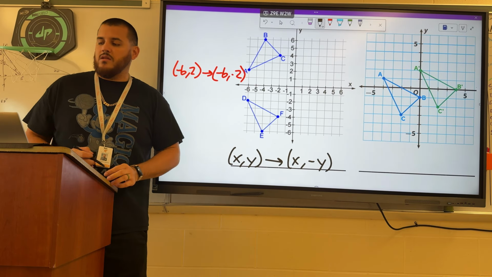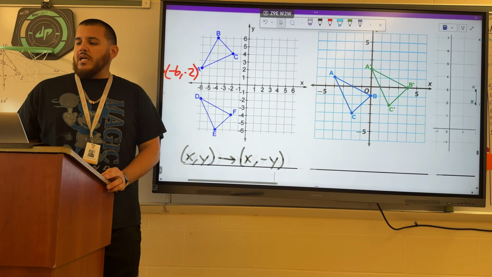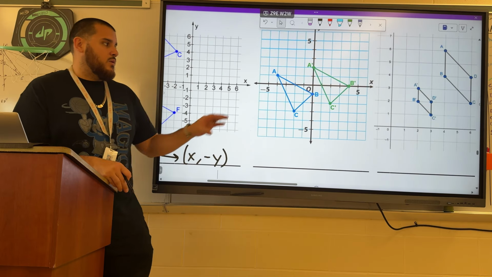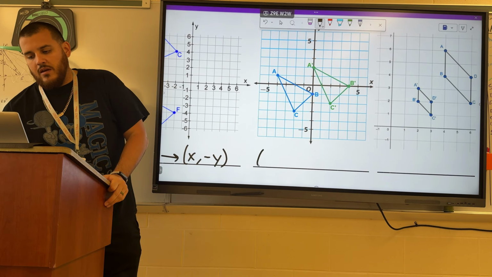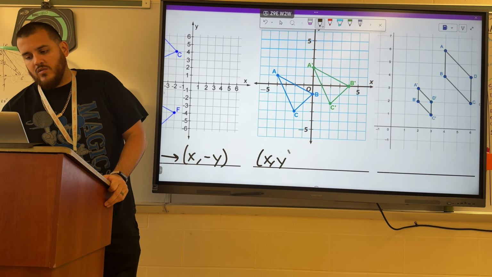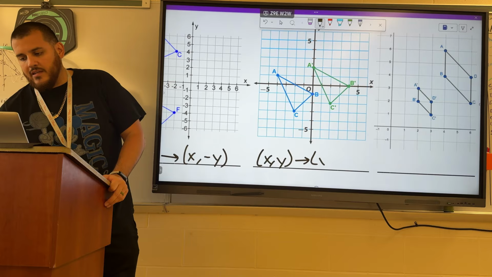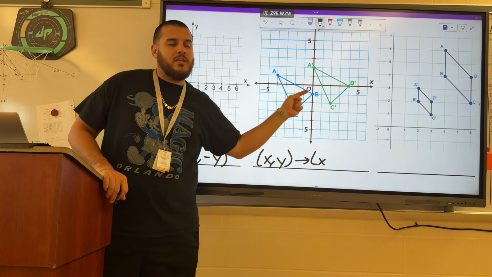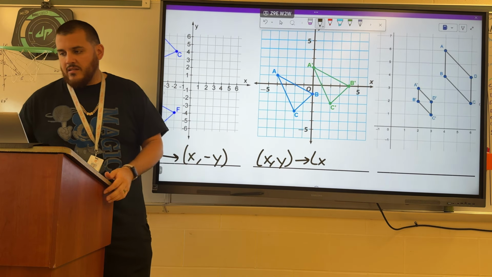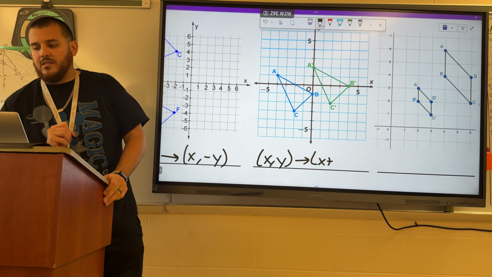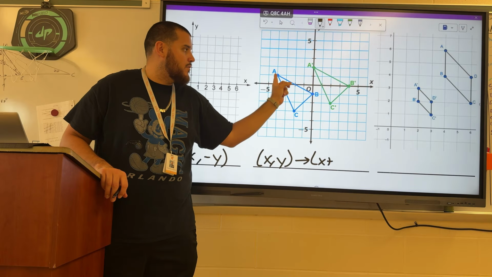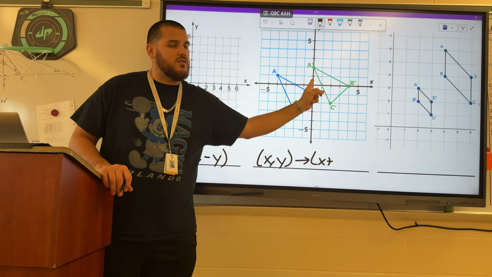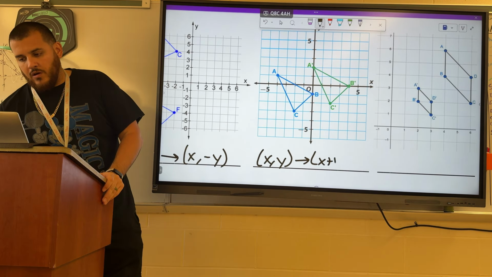xy becomes x, -y. We're looking at a translation in this one where all of our points have slid the same distance and direction. We can describe that with the function notation. xy becomes x. We're sliding to the right. It's going in the positive direction on the x-axis. So that means we're going to be doing x plus. And we're just counting how far to the right we have to slide. To get to A prime, from A, I'm going 1, 2, 3, 4 to the right. So that would be x plus 4.